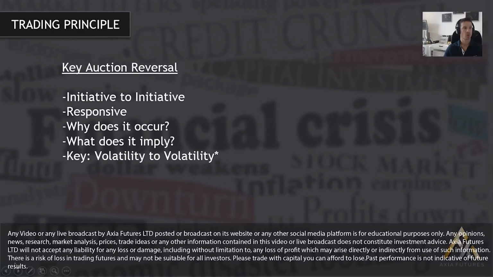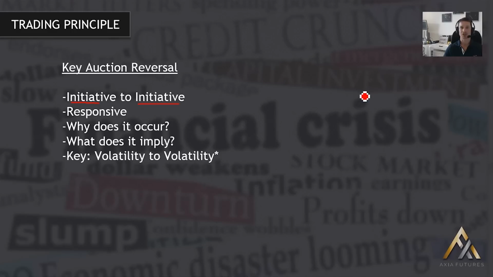So, what is a key auction reversal? This is our key principle today. In essence, guys, it's when we have initiative to initiative. All right, now, a lot of people don't quite understand the principle of initiative, so I'm going to explain it to you in very much layman's terms.